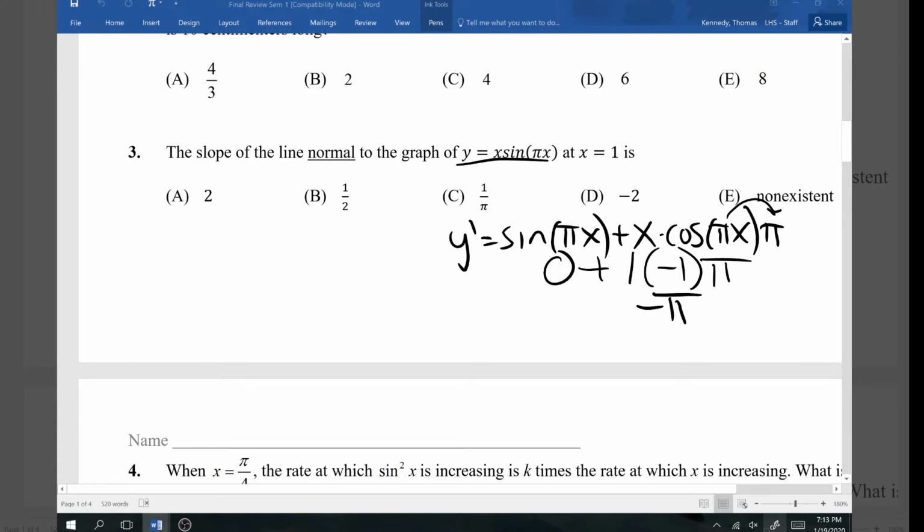which makes the slope negative pi. And then if I make it normal, that means perpendicular to a curve. That's what the word normal means, so perpendicular to a tangent line to a curve, kind of. And so all we do is take the slope and perpendicularize it, which is 1 over pi.